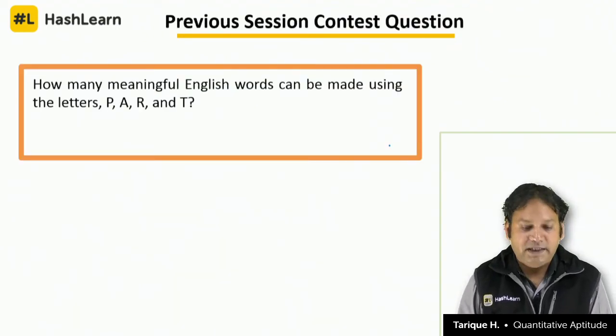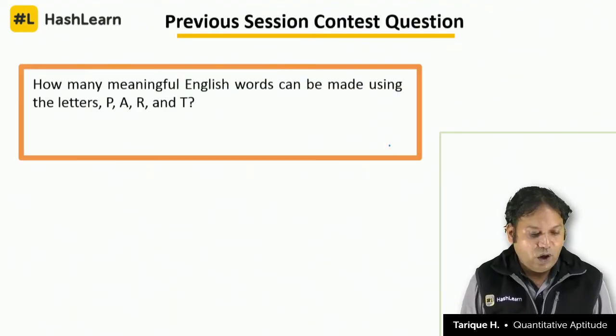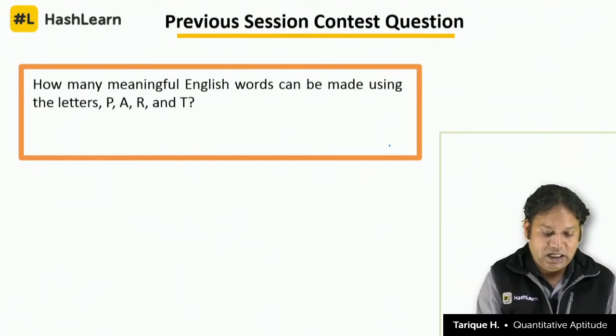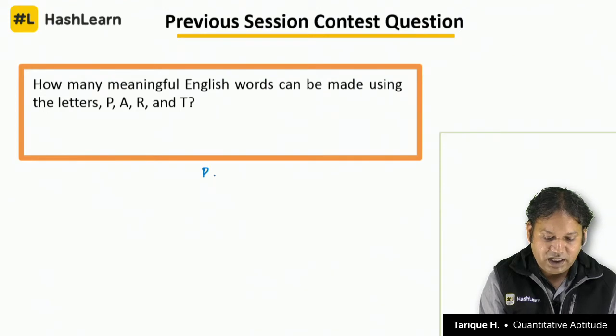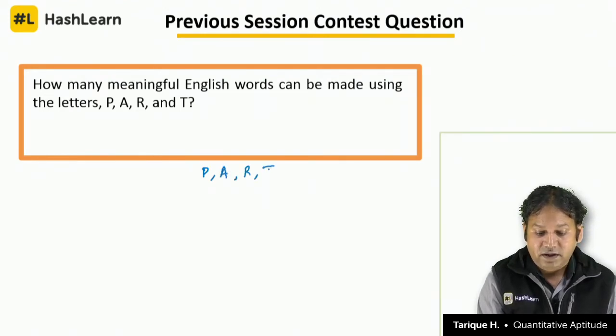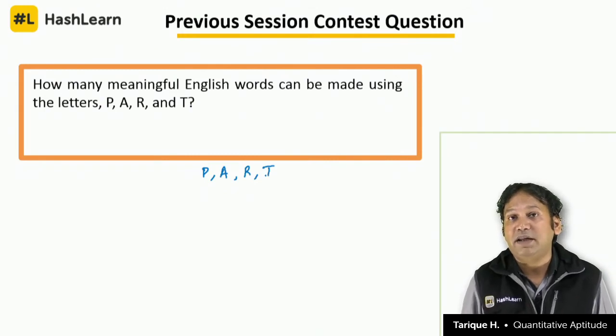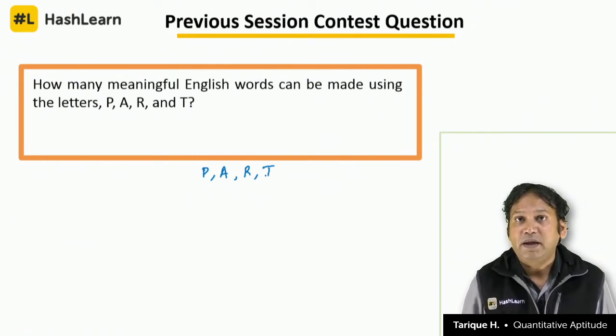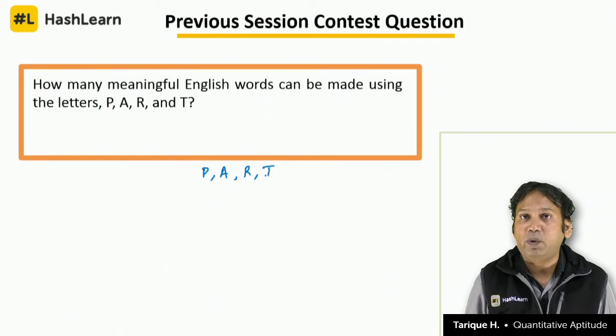Before that we will see the previous session contest question. How many meaningful English words can be made using the letters PART? So, the letters given to us are PART. Now, they can be arranged in a number of ways. The total number of ways they can be arranged is a question of permutation. That will be answered with 4 factorial or 24.